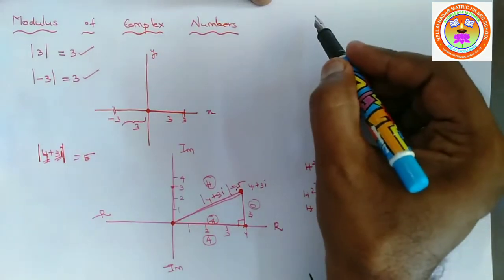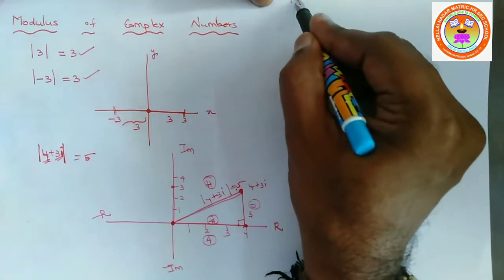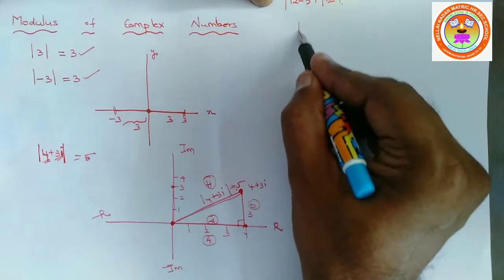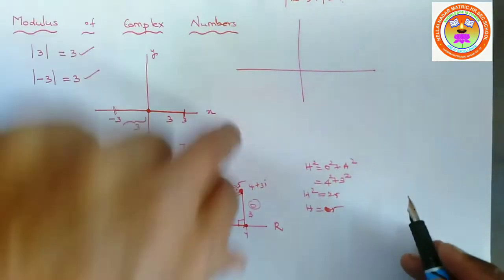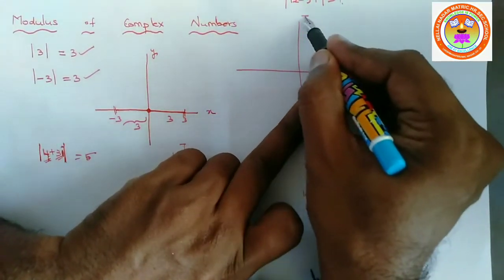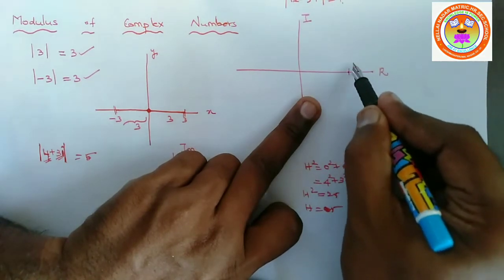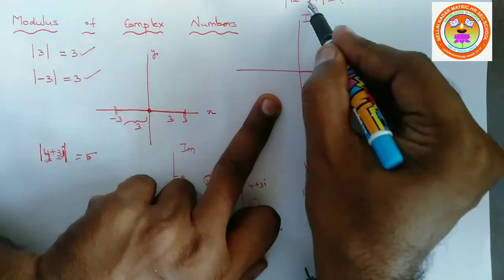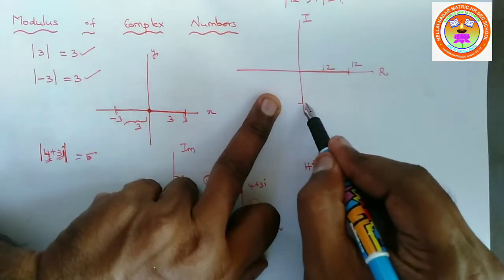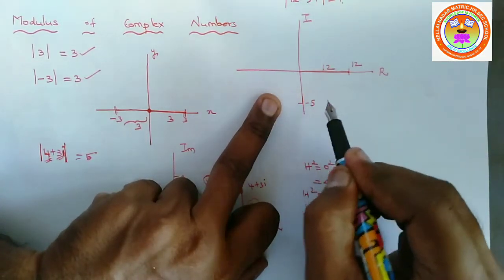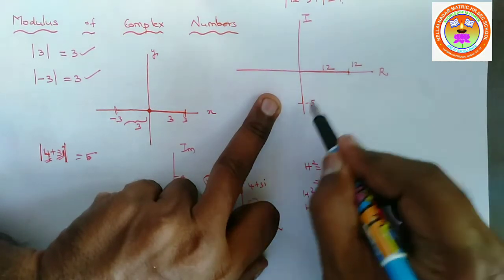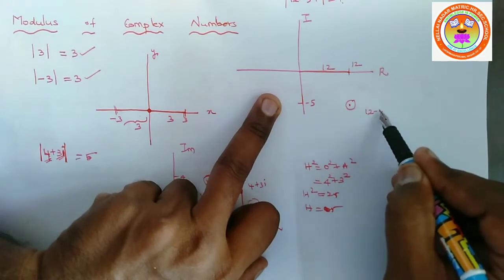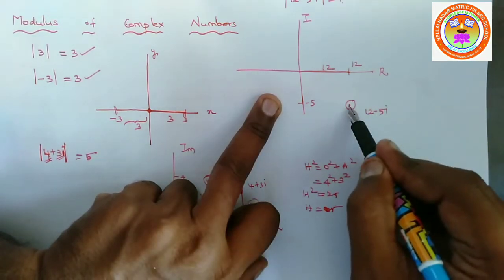For example, 12 minus 5i. What is the distance between the origin and 12 minus 5i? So I am going to take real and imaginary. This is real. This is imaginary. The real part 12 will be here, so from here to here the distance is 12. Imaginary is minus 5i, so it can be minus 5. I don't need to put i. So 12 here, minus 5 here. So the coinciding point is this one. The point is 12 minus 5i.